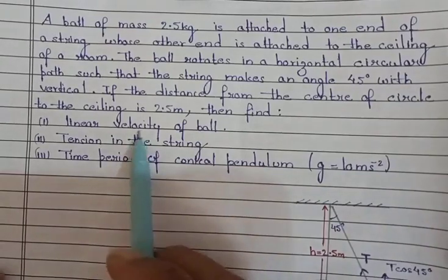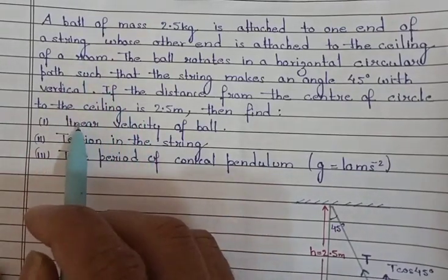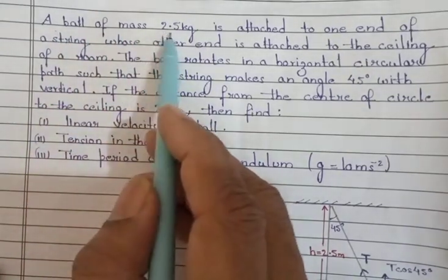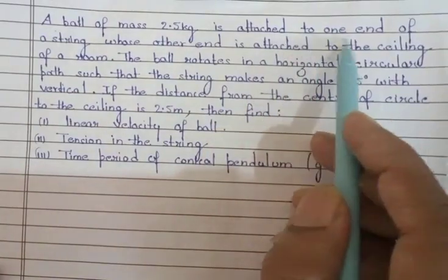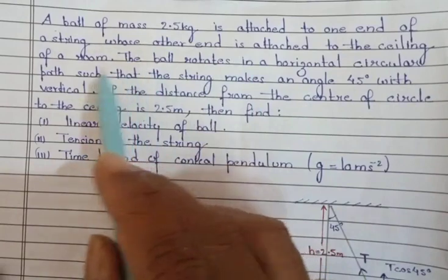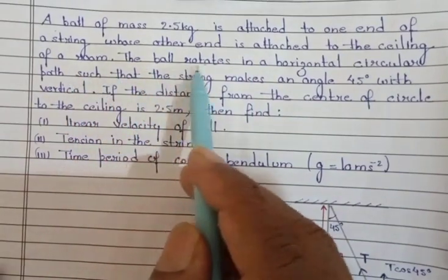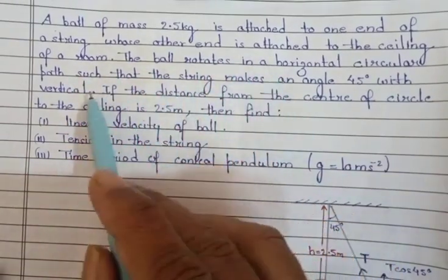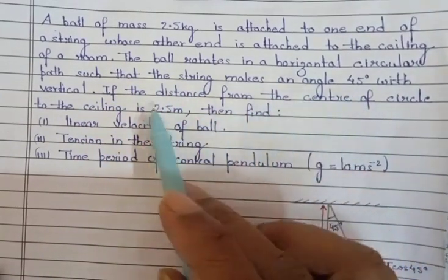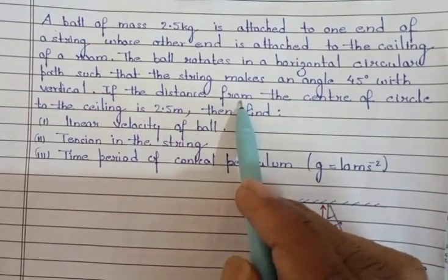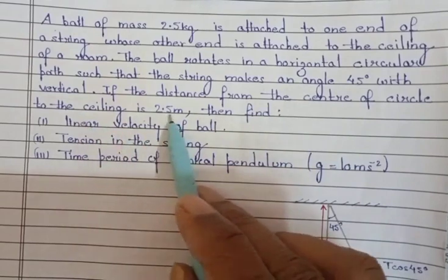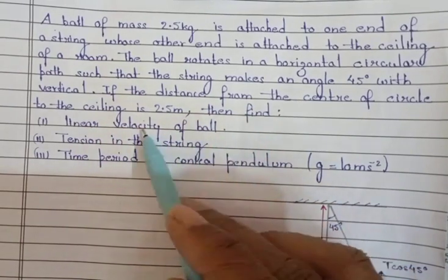Okay, now the question says a ball of mass 2.5 kg is attached to one end of a string whose other end is attached to the ceiling of a room. The ball rotates in a horizontal circular path such that the string makes an angle of 45 degrees with the vertical. If the distance of the center of the circle to the ceiling is 2.5 m, then find these parts we have to do.